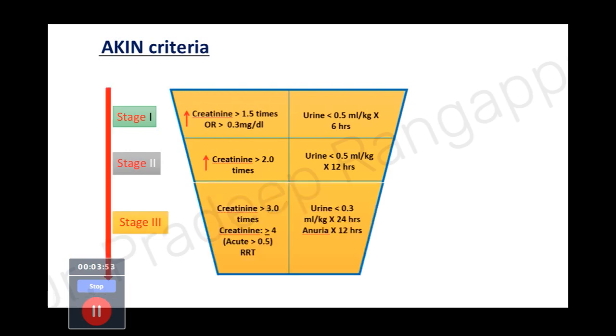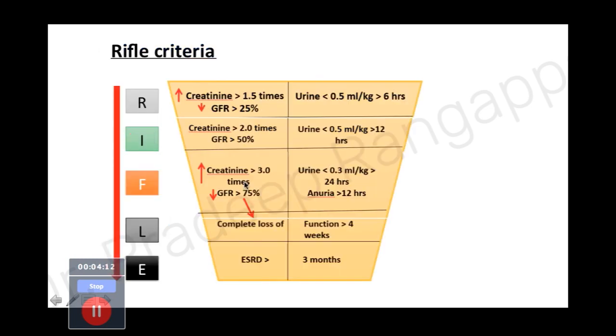And stage 3 is again same as RIFLE criteria, where creatinine is more than 3, or more than 4 with an acute rise of more than 0.5, and urine output is less than 0.3 ml per kg in 24 hours. So if you remember this urine output, these are very similar to the RIFLE criteria, and creatinine also is pretty much similar to the RIFLE criteria. If you remember that much, that should be good enough.